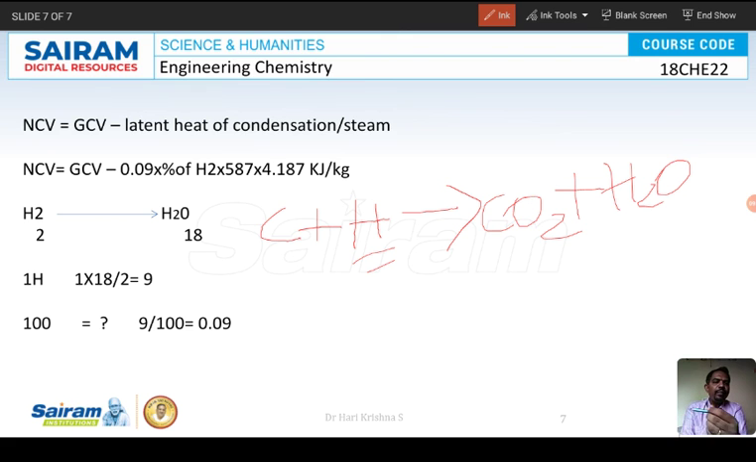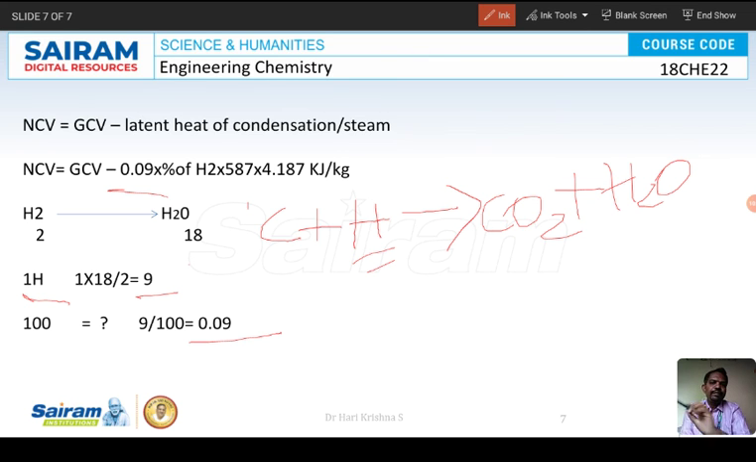In order to form H2O, you would need 2 grams of hydrogen. So 2 grams of hydrogen will give you 18 grams of water. Therefore 1 gram of hydrogen gives you how much? 1 into 18 divided by 2, that is 9 grams. If you convert that into percentage, you get 0.09. So we're going to take it as 0.09 over here. Okay, so percentage of hydrogen we need.